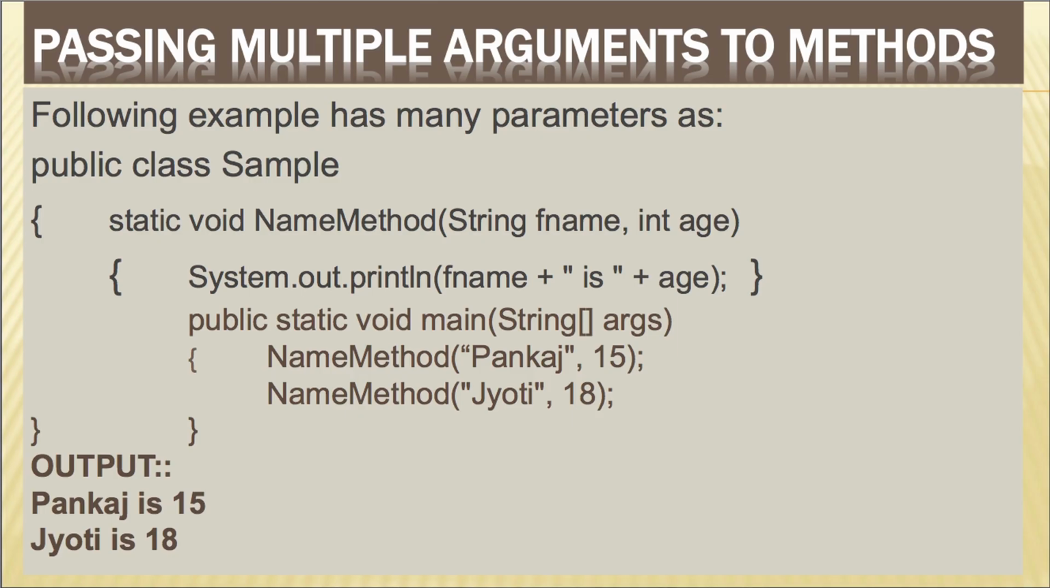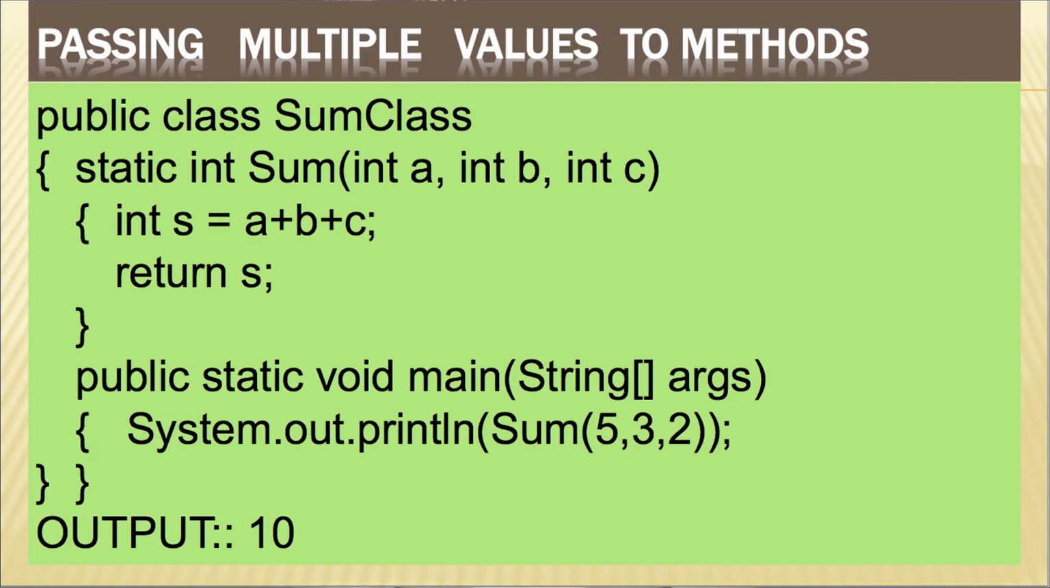Now passing multiple values to the method. Here again we are passing 3 arguments. In the previous one we passed 2 arguments, one a string and the other an integer. But in this case we are passing 3 arguments, and all 3 are integer type. This is the class, public class sum class, and we have a static integer sum function, and inside the sum function you can see 3 arguments a, b and c. So we are finding the sum of a, b and c.